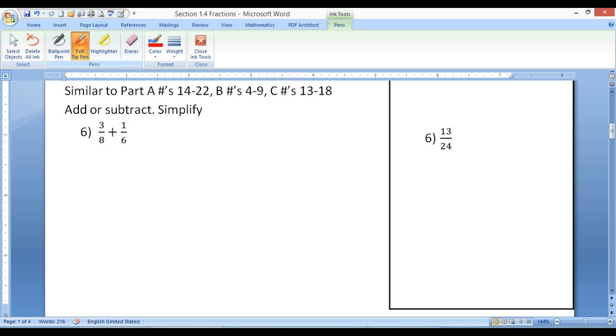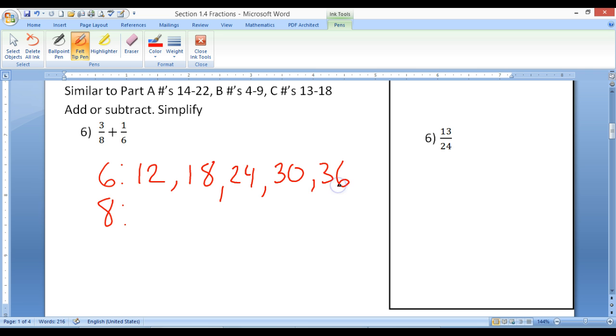I'm going to show one other way. Some of you might like this way, which would be here's 6 and here's 8, and we need to find the smallest number that both of them will go into, and you just start making multiples of those numbers until you find something in common. So 6 times 1 is 6, so I'm just going to leave that. 6 times 2 is 12. 6 times 3 is 18. 6 times 4 is 24. 6 times 5 is 30. 6 times 6 is 36, and so on.